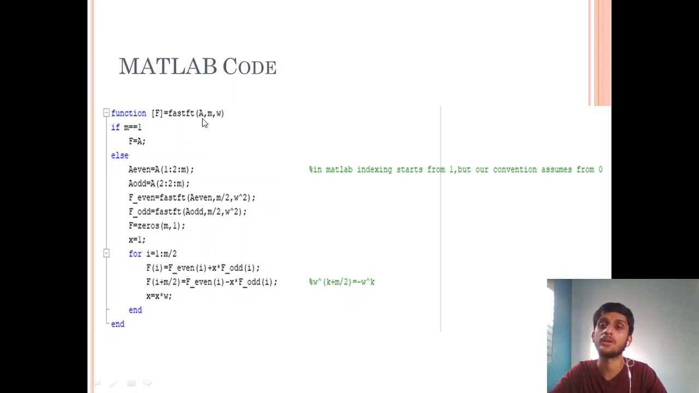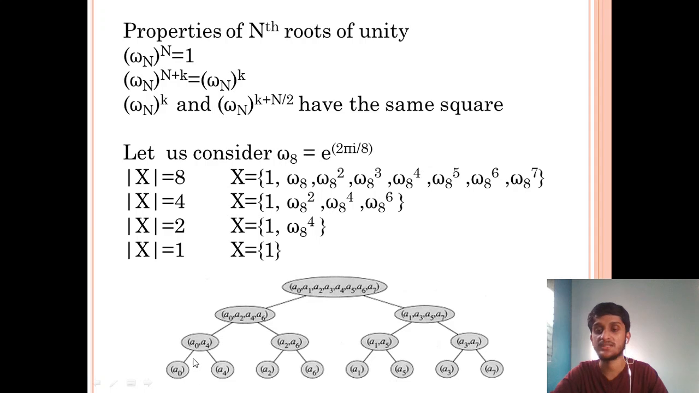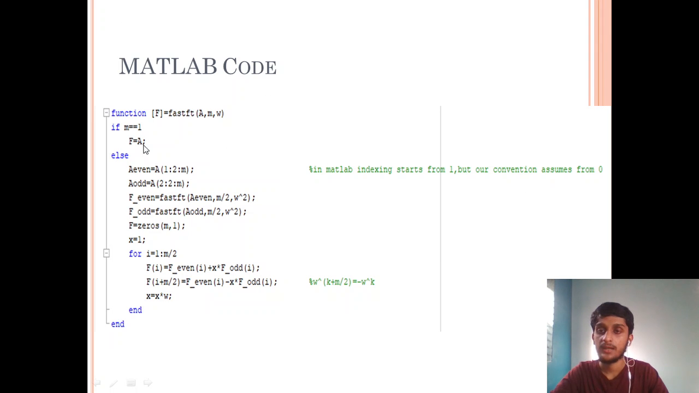So I've written a MATLAB code for it. We are given a polynomial a as a vector, m is the size of the vector, and w is the mth root of unity. If m equal to 1, as I said, the evaluation is just the coefficient itself. Otherwise we divide it into even and odd. In MATLAB indexing starts from 1, but our convention assumes from 0, right? So from 1 to m in steps of 2 would be the even entries, and from 2 to m in steps of 2 would be the odd entries. Then we evaluate the function for the even and odd.